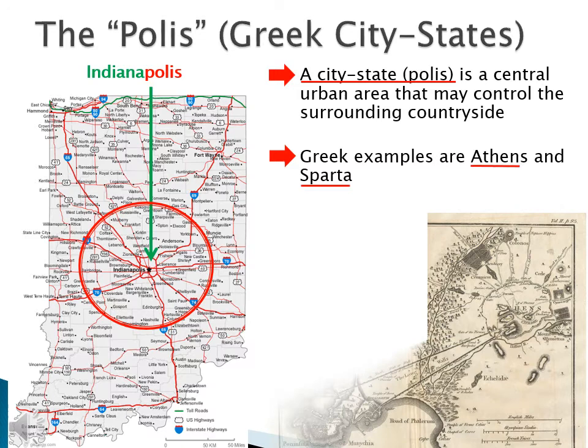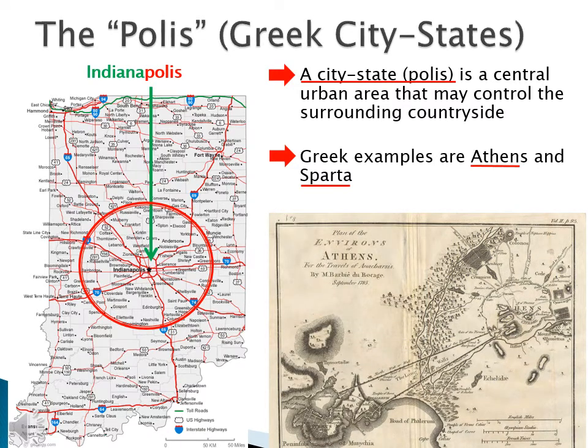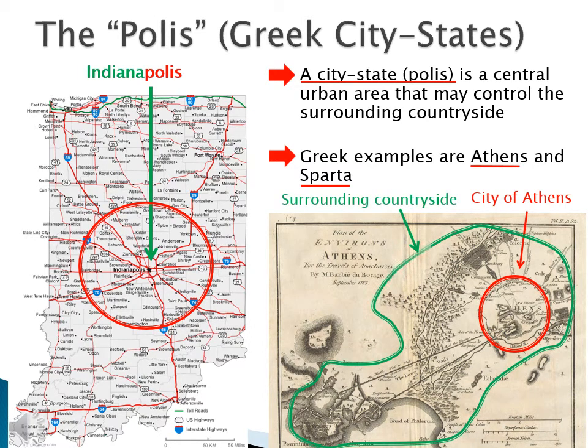Greek examples are Athens and Sparta. So let's pull up this map of ancient Athens. Here's the city of Athens. And here's the surrounding countryside. It even includes a port. So it's not just the city of Athens, but it's the city and the surrounding countryside. That is a Greek polis. Go to the next slide.